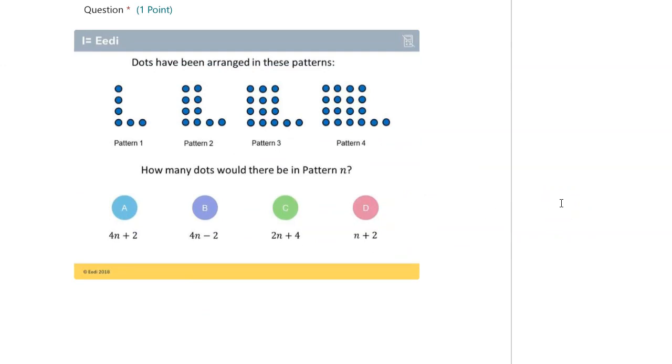Question 18. Dots have been arranged in these patterns. How many dots would there be in pattern n? Well, these 2 dots out the front are always the same, the leading dots, aren't they? So I'm always going to have 2 dots out the front, and then it looks like I've got a vertical column of 4, and the number of columns depends on the term number. I only have 1 column for the first term, 2 for the second, 3 for the third, 4 for the fourth, etc. So that looks like the rule for my pattern. So in pattern n, I'd have 4n plus 2. Answer A.